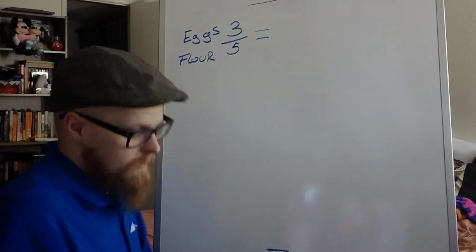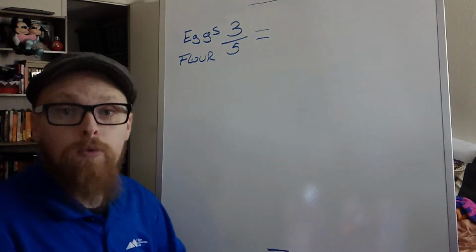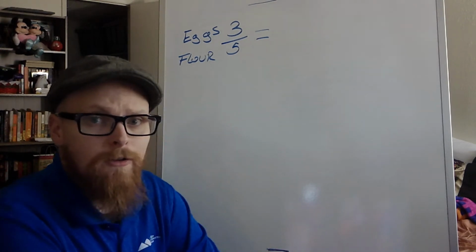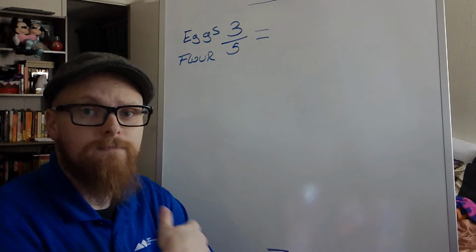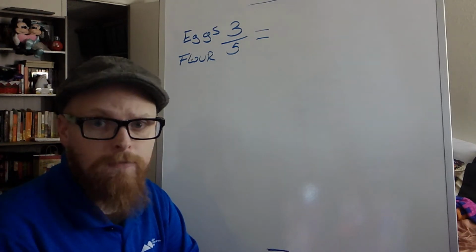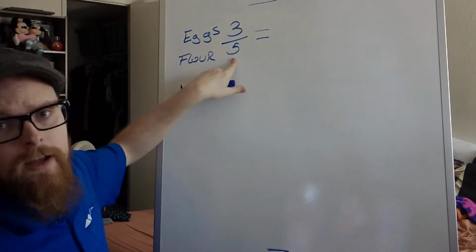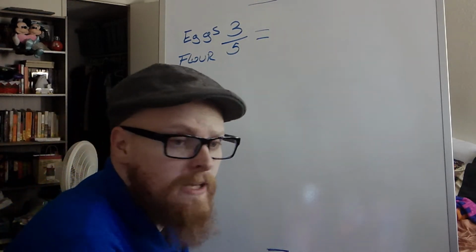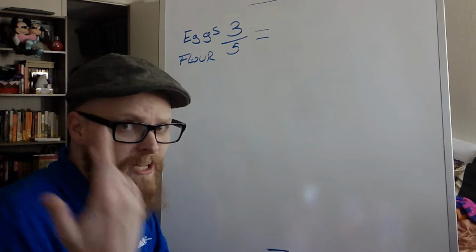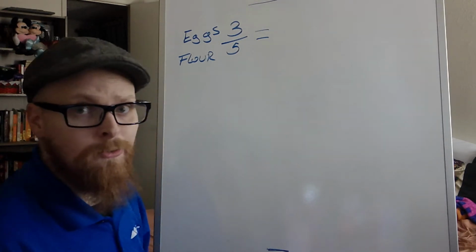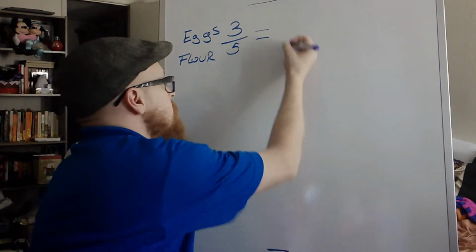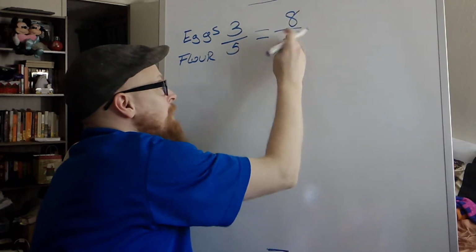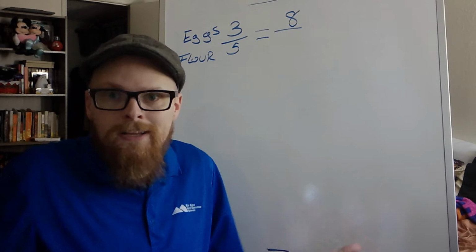So, they will tell me, typically in a word problem, okay, that a cake recipe calls for 3 eggs for every 5 cups of flour. 3 eggs for every 5 cups of flour. That's a ratio, okay? They will ask me, how many cups of flour do I need to use if I'm using 8 eggs? And my flour is unknown. I don't know what it is.